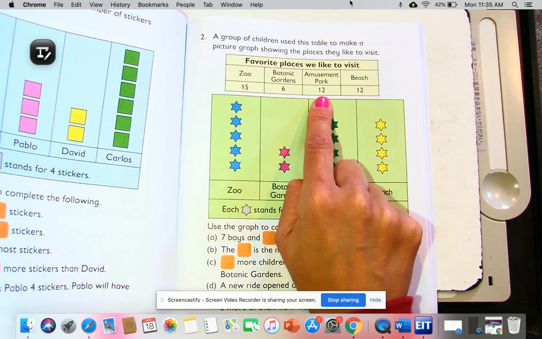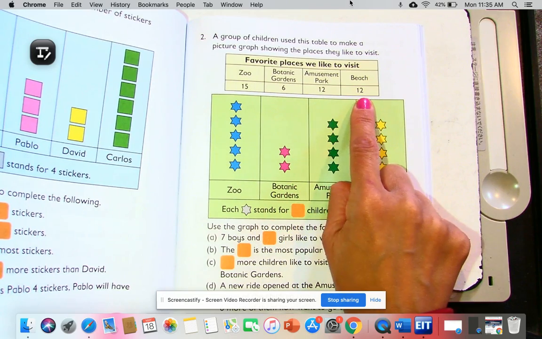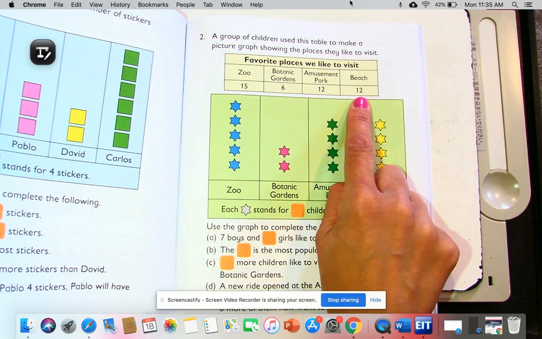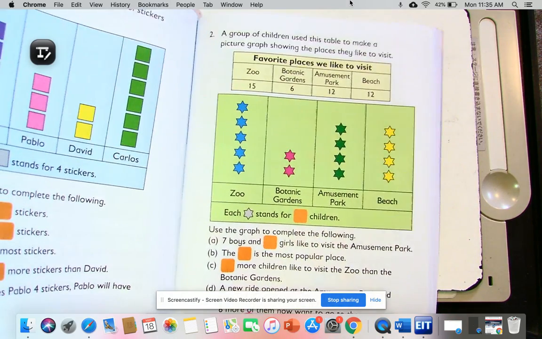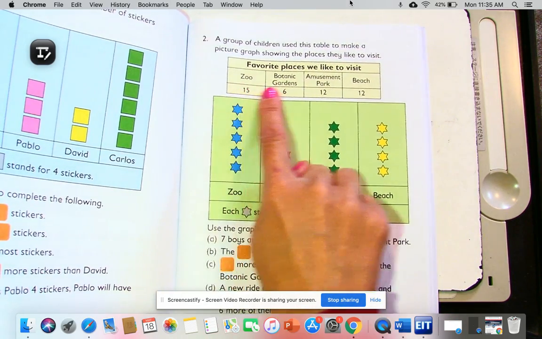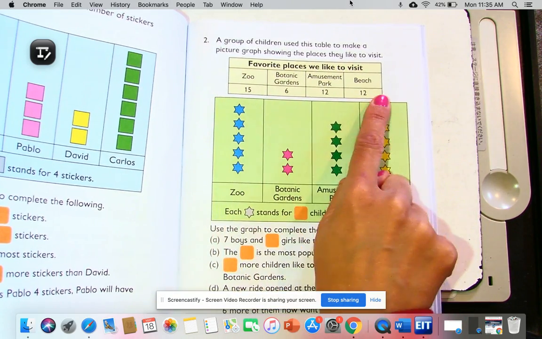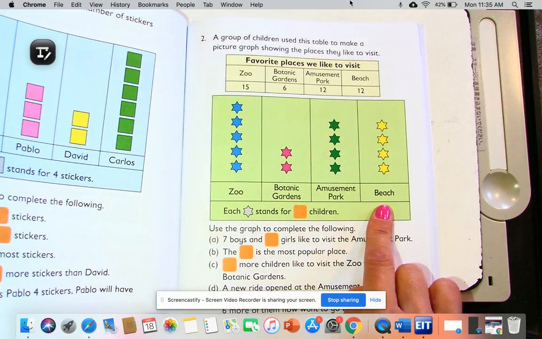Really pretty. The amusement park. 12 kids like to go to the amusement park, and 12 kids like to go to the beach. The beach is always fun. All right, so now with this same information, this is kind of a little table. With the same information from this table, they have made this graph.